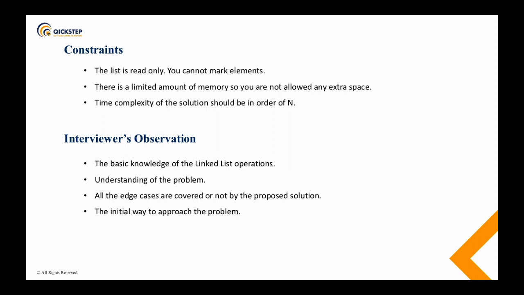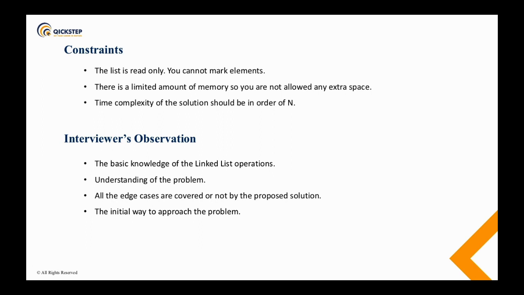While you're approaching this problem and trying to solve it, what could the interviewer be observing in your approach? These are some of the basic points. He could be observing your basic knowledge of linked list operations. How do you traverse a single linked list? What are all the operations that you can perform on the linked list? Then the understanding of the problem. By understanding of the problem, it means whether or not you have taken care of all the things like the full cycle or the partial cycle or any other thing in the linked list that you think about.